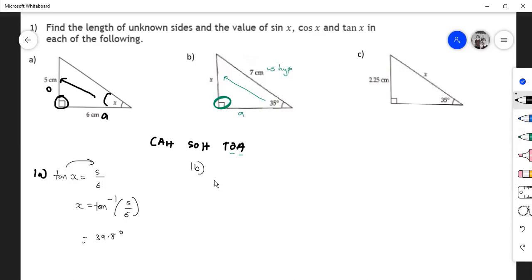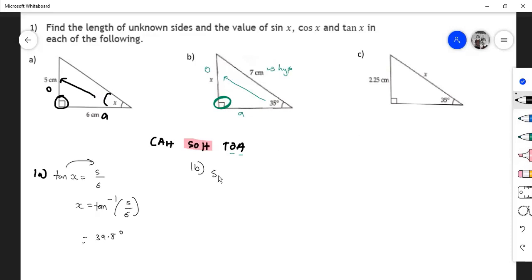What I'm going to do right now is figure out which formula fits perfectly within the criteria that I have. I want to find my opposite and I have my hypotenuse. So basically we are looking at O and H. The only formula that involves O and H is sine. So the best will be using sine.